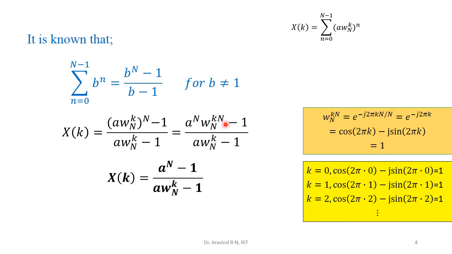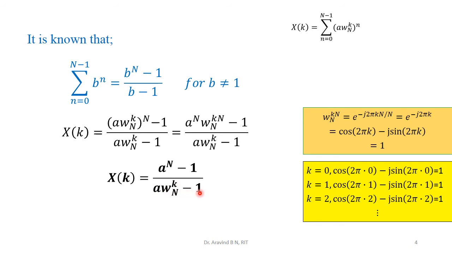Therefore in this case also this twiddle factor is replaced by the value 1, and we are going to get the final answer: X of k is equal to a to the power of N, that remains as it is, minus 1, divided by a omega N power k minus 1.